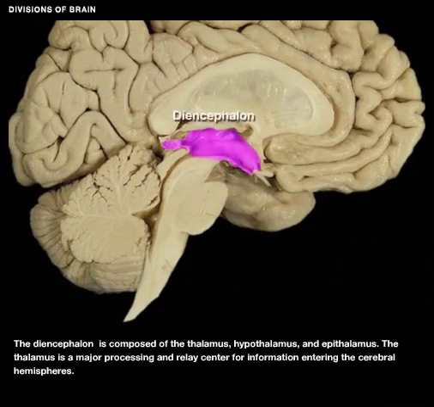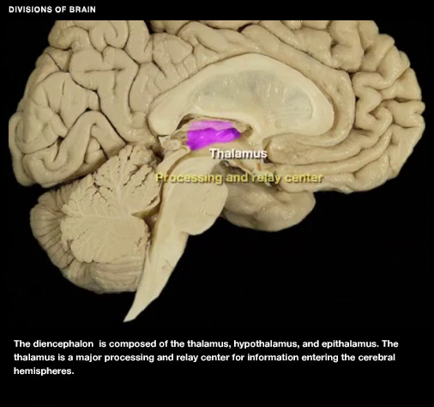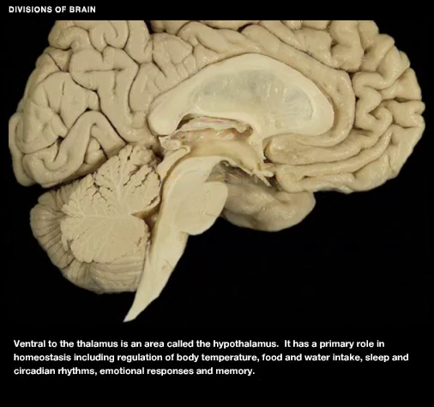The diencephalon is composed of the thalamus, hypothalamus, and epithalamus. The thalamus is a major processing and relay center for information entering the cerebral hemispheres. Ventral to the thalamus is an area called the hypothalamus.